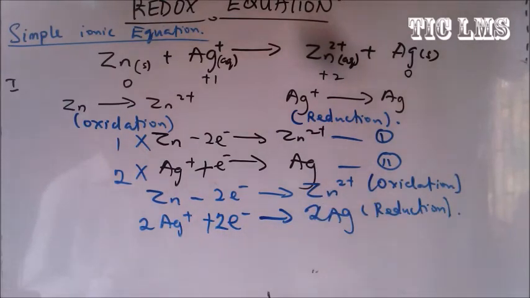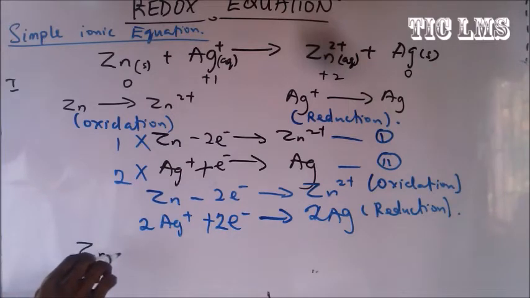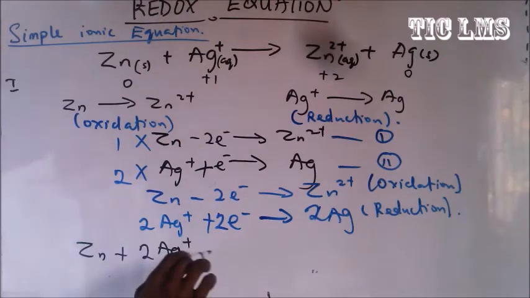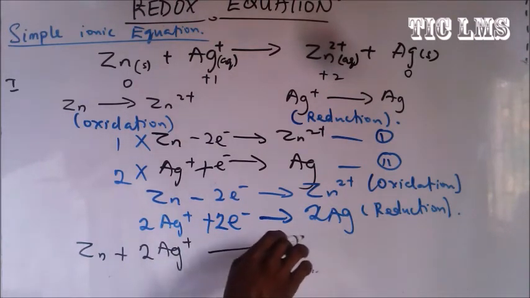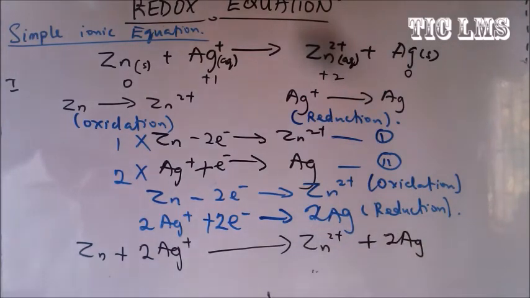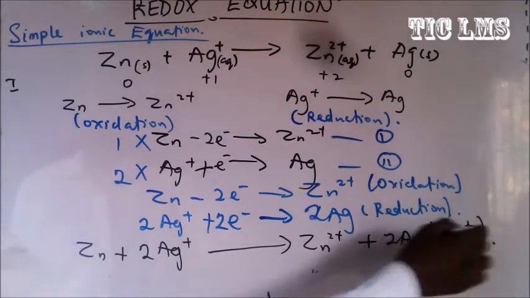Next is that we will combine the 2 equations in order to have our net equation. To combine it, the electrons are going to cancel out because we have minus 2 electrons and we have plus 2 over here, so they cancel out. We'll be left with Zn, that is zinc atom, plus 2 moles of silver ion to give 1 mole of zinc ion plus 2 moles of silver atom. Hence, this is the net equation.